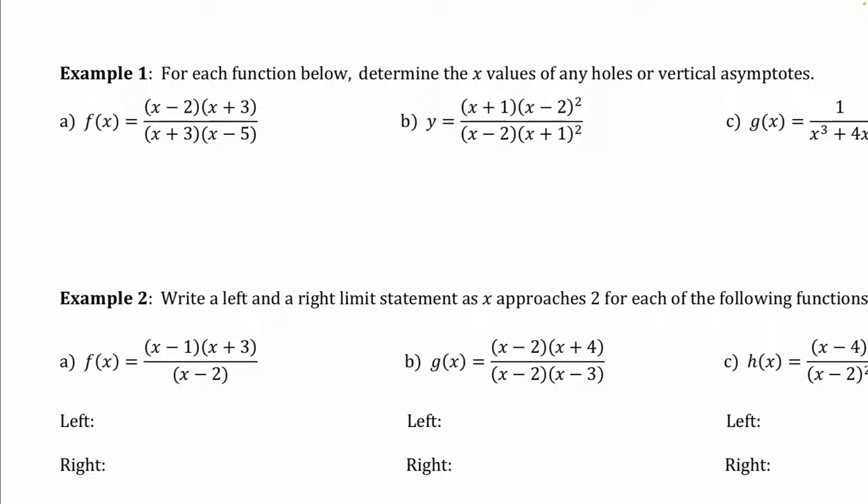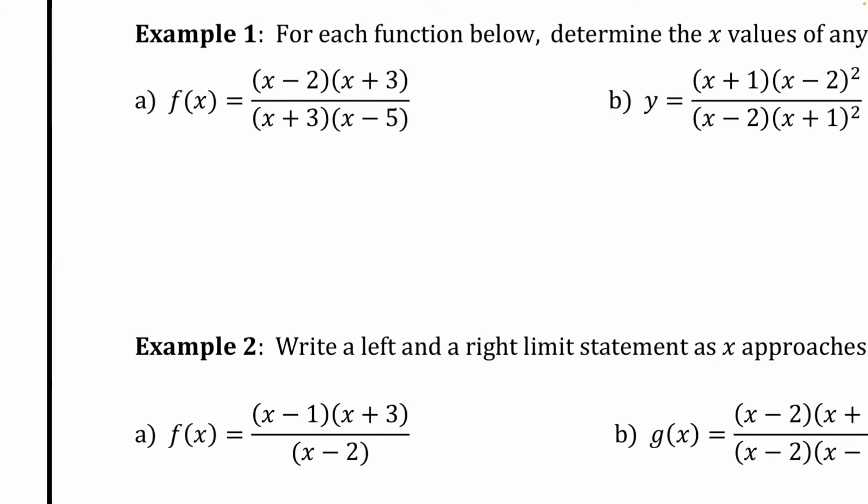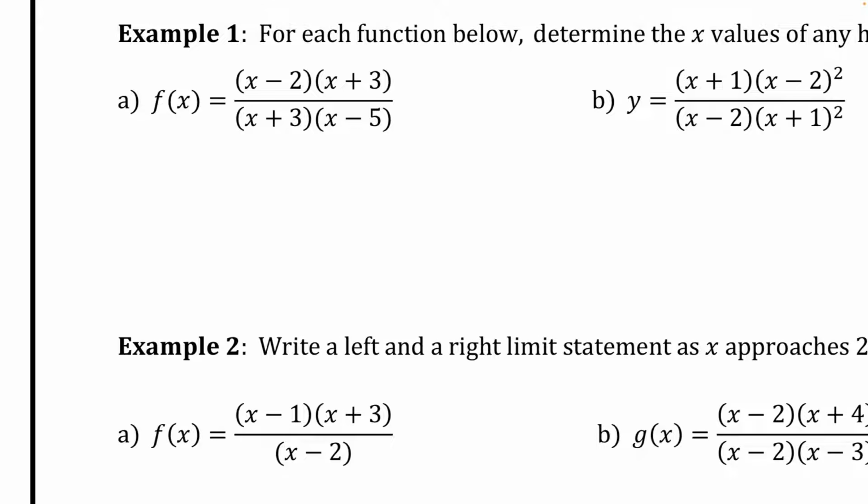Okay. All right. So in part A, I'm looking to see if there's any holes or vertical asymptotes. I'm noticing that I have an x plus 3 and an x plus 3. What's going to happen with those x plus 3s? They cancel out. There's a tie. Ties go to holes. So that means we have a hole at x is equal to what? -3. Good.